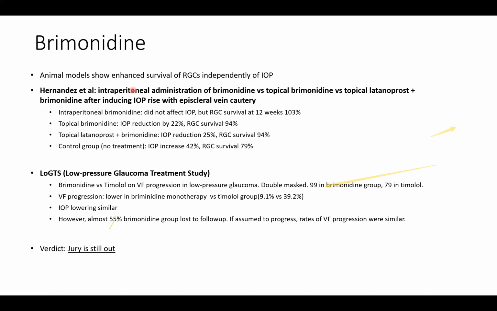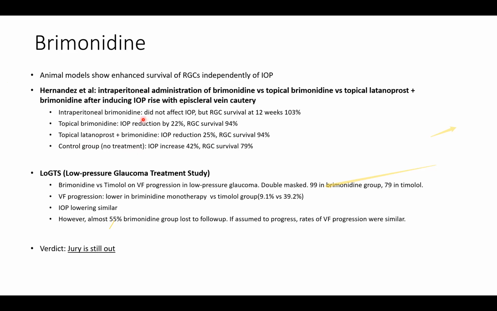So this was a study in rat models looking at inducing an IOP rise by cauterizing the episcleral veins of rats. One group was administered intraperitoneal brimonidine, another was topical brimonidine, a third was topical latanoprost plus brimonidine, and then there was a control group on no treatment.